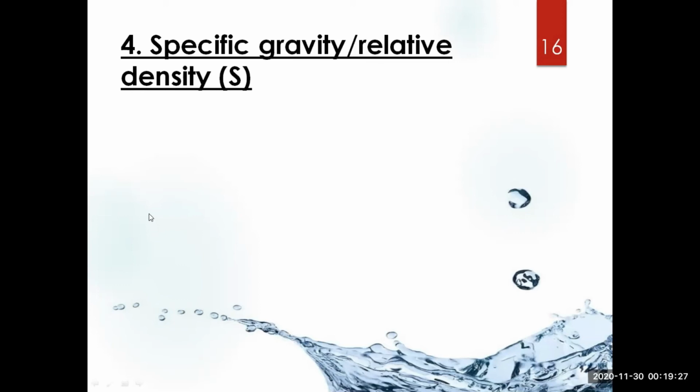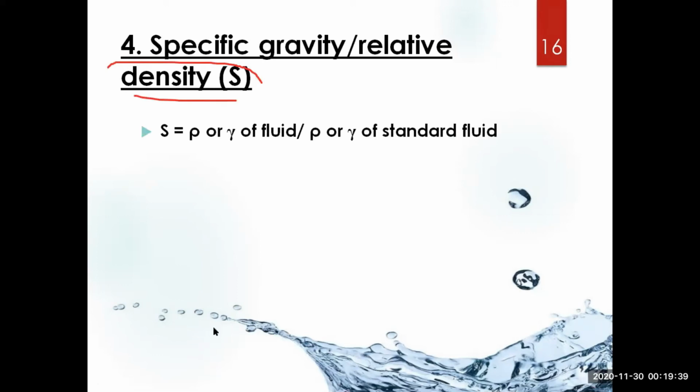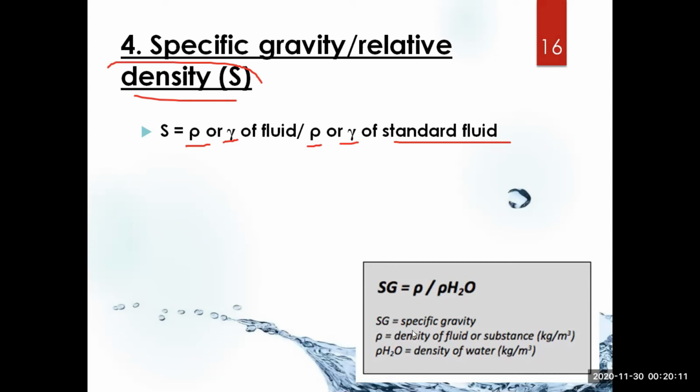So the fourth property is specific gravity, also called the relative density, which is denoted by the symbol capital S. The specific gravity can be defined as the mass density or weight density of a fluid to the mass density or weight density of a standard fluid. So here the standard fluid is considered to be water. Symbolically we can represent specific gravity SG as rho by rho of water or gamma by gamma of water.